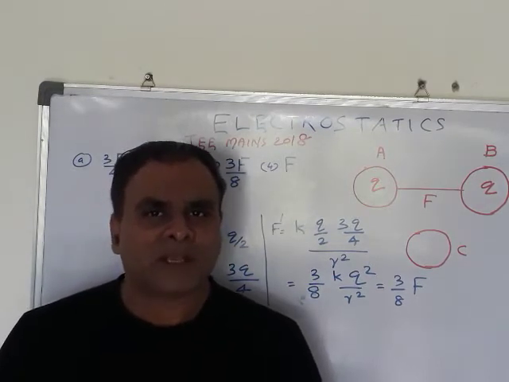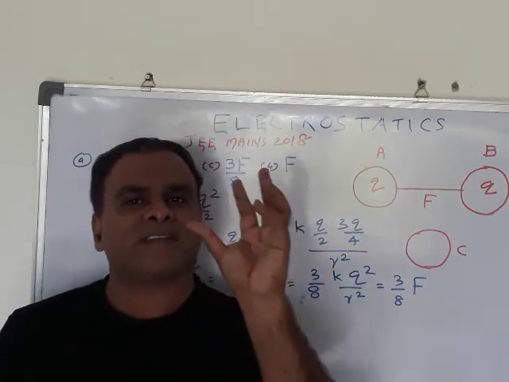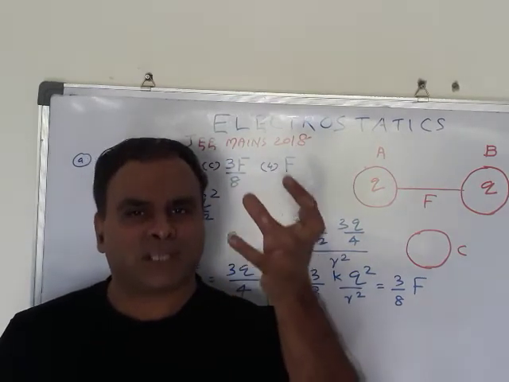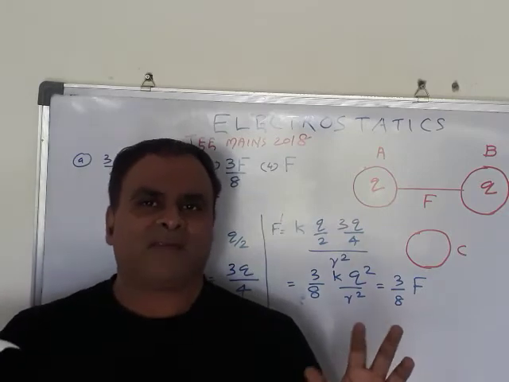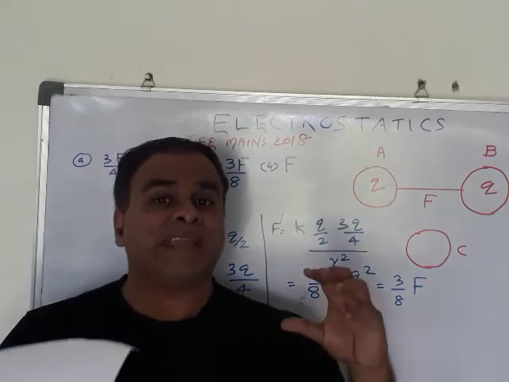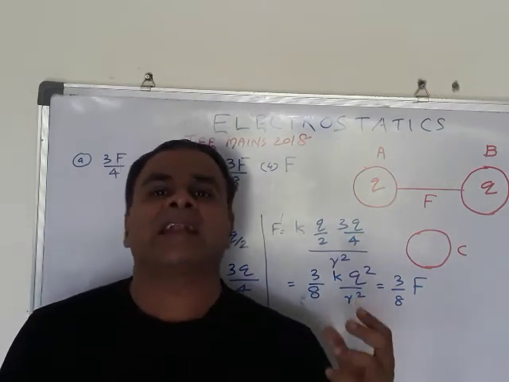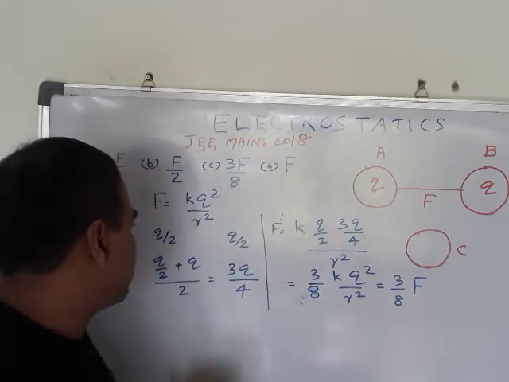Is it clear? So once again I am repeating that point. You have a sphere A which is of charge Q, another uncharged sphere B. We are bringing it in contact with A. Then the charge will be equally shared and it is Q by 2 each. Now we will come to the question.